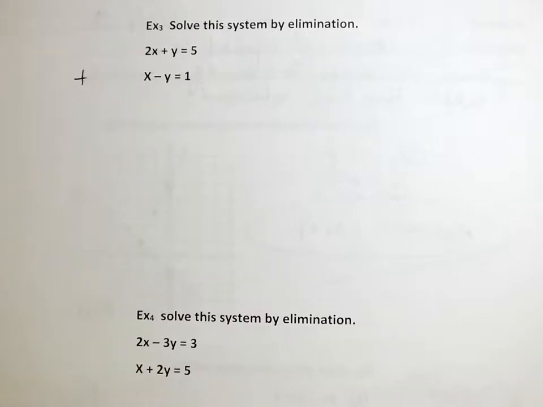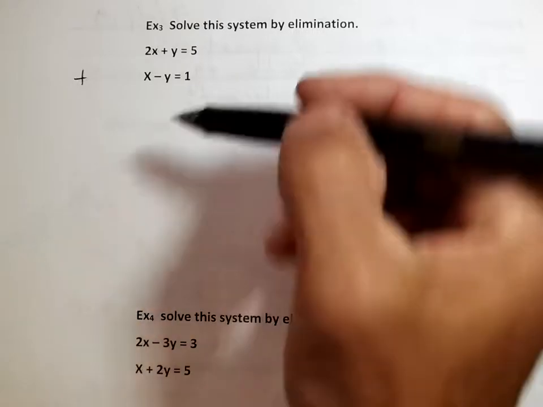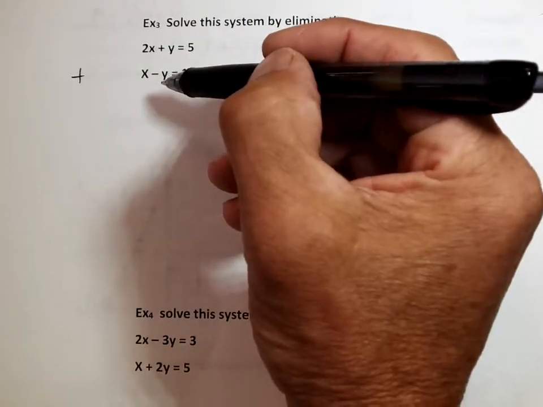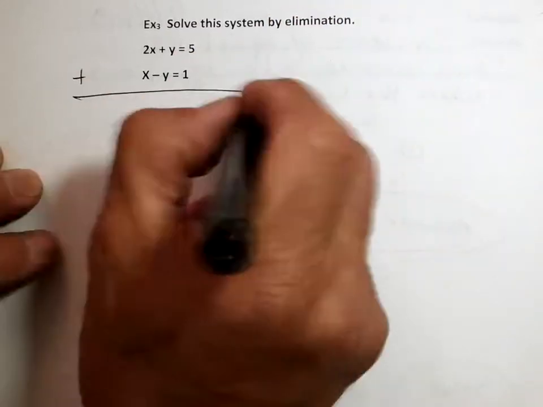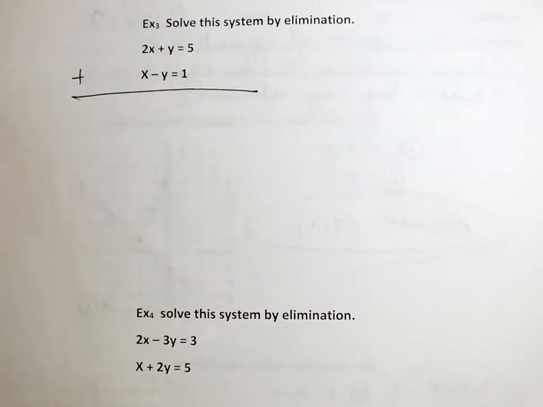Well, this is a pretty basic problem. I made this on purpose because hopefully everybody sees that if I add them, what happens to the y's? I went positive y, negative y. I made this problem easy on purpose, okay? So you can see, those are opposites, right? So if I were to add them straight down, it's set up. It's nice. The y's are eliminated, okay?